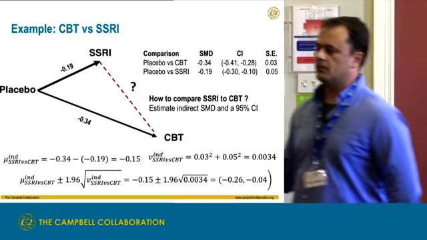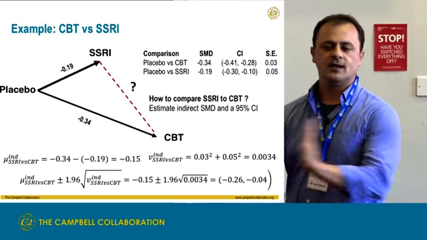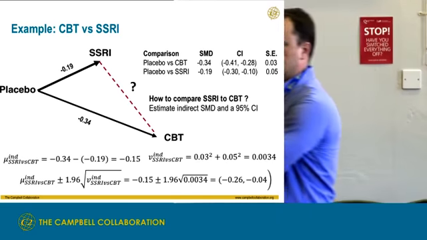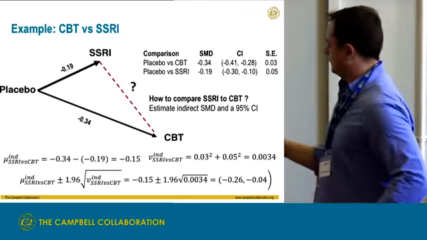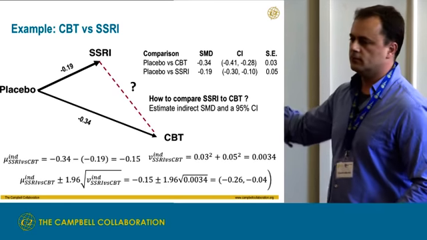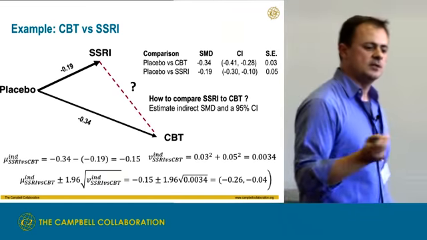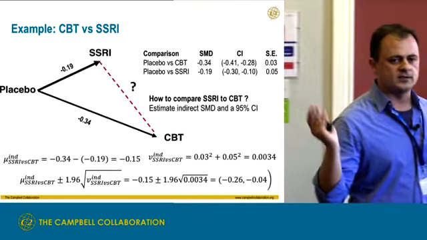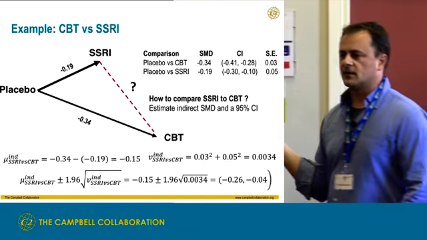So is CBT better than SSRI? I don't have any direct evidence. I only have the indirect evidence. I have a confidence interval that does not include 0. So CBT seems to be better than SSRI. Was that clear?